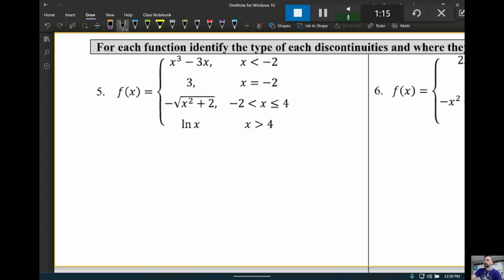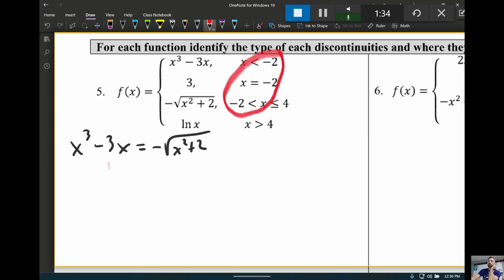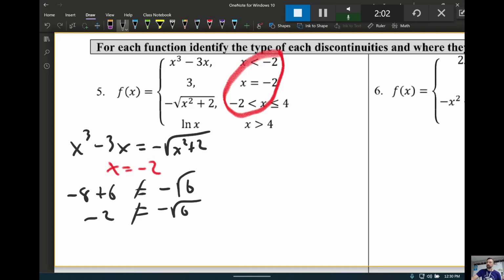So for that reason, I would set this equal to this, but I really don't care about this guy's y values or this guy's y values, except when they're supposed to be at the same place at the same time. So I really only care about when x equals negative 2. So we plug that in. I get negative 2 on the left. Negative, what is that, square root of 6? Yeah, negative square root of 6. Those are not equal. So it's going from negative 2 to negative 6 at an instant.